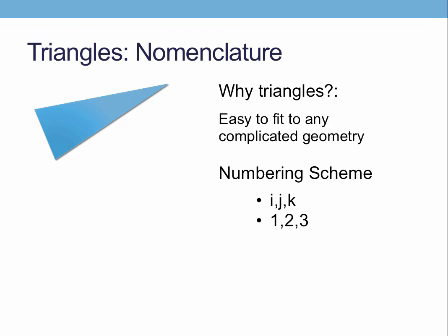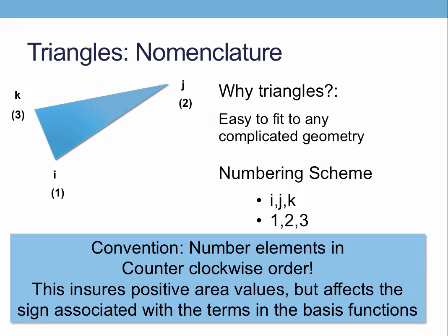We will use both the letters I, J, K and the numbers 1, 2, 3. So for our triangle, we have node I, node J, and node K. We're also using 1, 2, and 3. Note that we are using the labeling in a counterclockwise rotational way. This is the convention. It will ensure that we have positive values for area, but it will affect the sign associated with the terms that are in the basis functions. So you need to be sure that you are using a counterclockwise direction for your node numbering scheme.